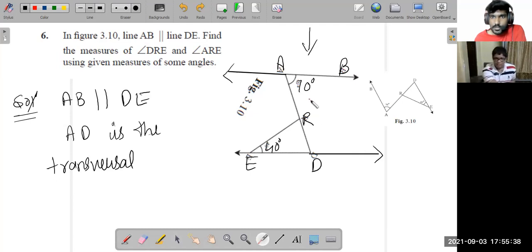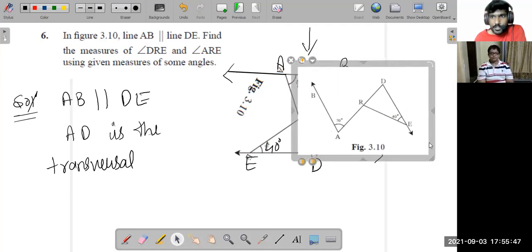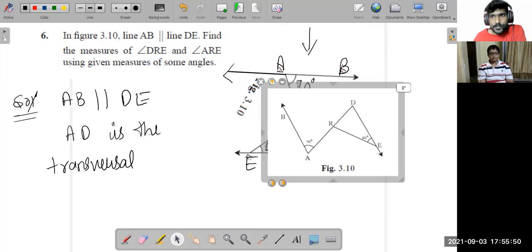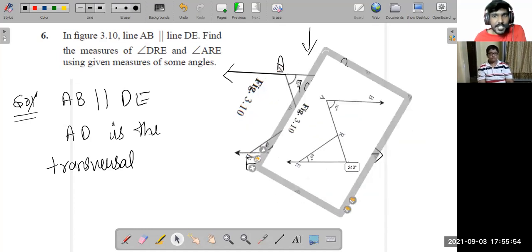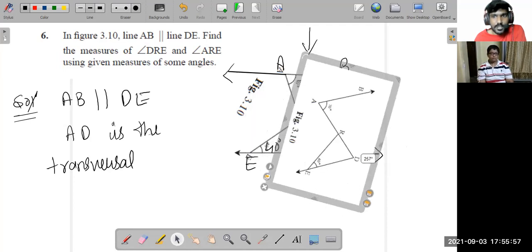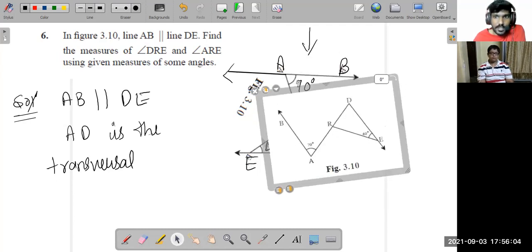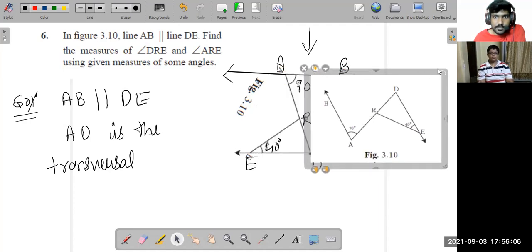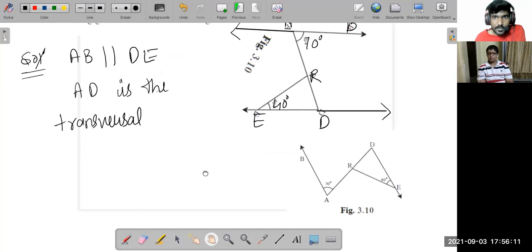Okay, these two diagrams are the same. It's just that we have to use the concept of transversal, so I've just tilted it like this. When I tilt this, you see AB and DE are parallel to each other, and AD is a transversal. So I'll make this as it is. We'll refer to both the diagrams.